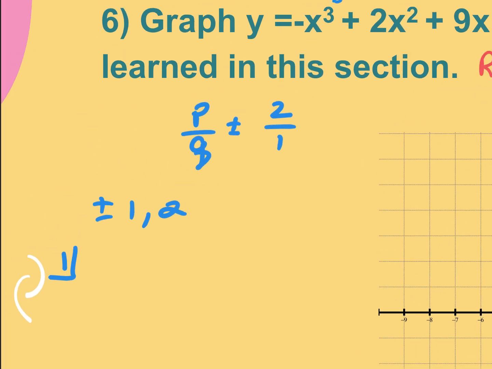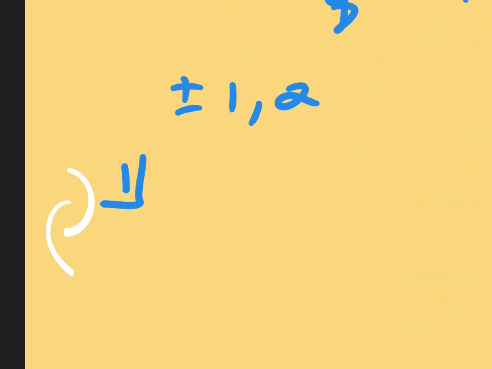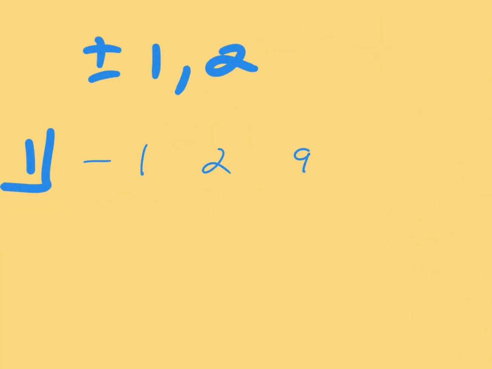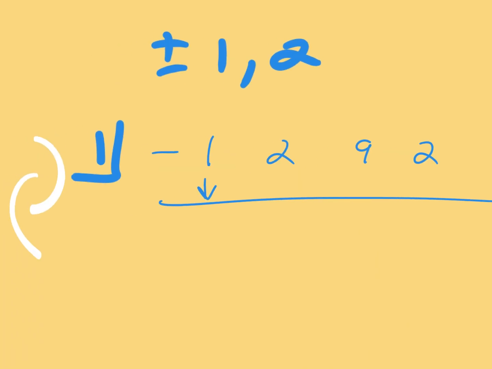So what are my coefficients, guys? Negative 1, 2, 9, and 2. Okay, so when we synthetically divide, we bring down the first term, which is negative 1, and multiply to the corner. Negative 1 times 1, negative 1. 2 and negative 1 is 1. 1 times 1 is 1. What's 1 plus 9? 10. Is this going to give me 0 as a remainder? No. 10 times 1 is 10. This gives me 12. Okay, this doesn't work, so I know 1 is not a factor.